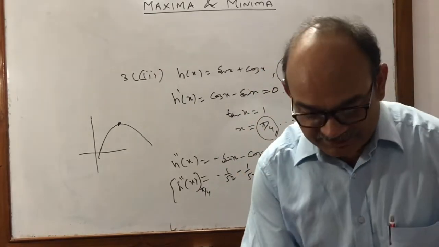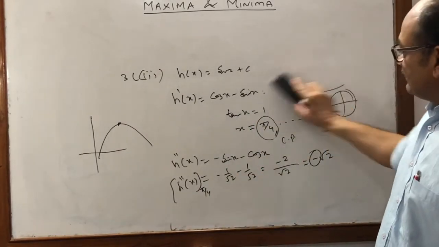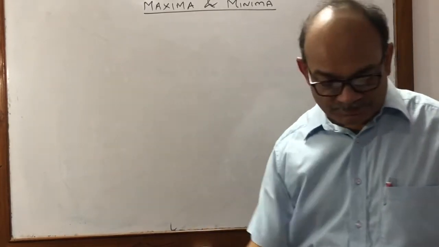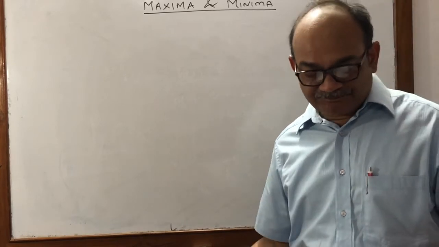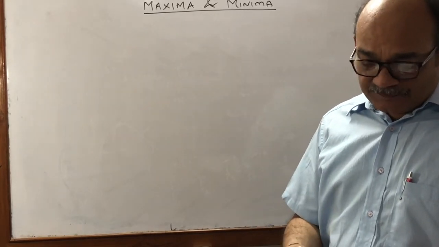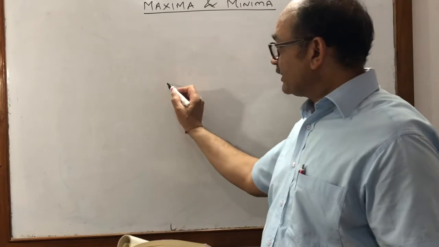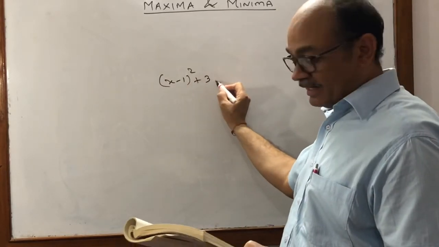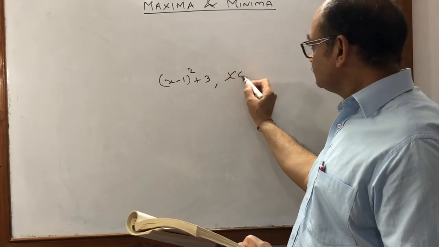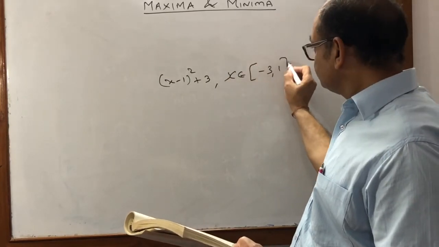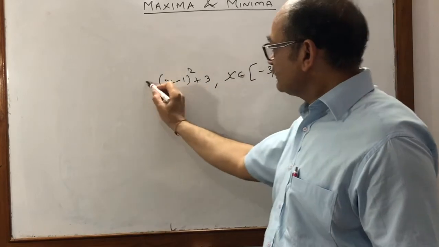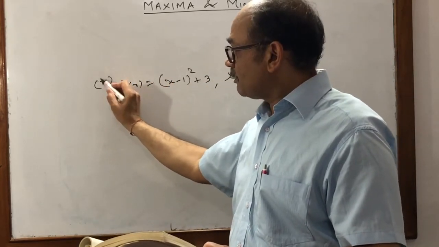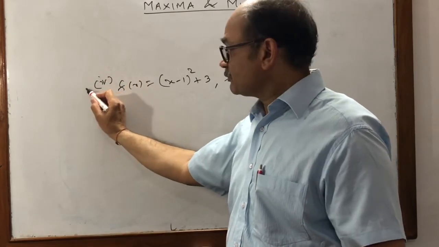Now one more algebraic question we will complete. Then we will start the next lecture for the geometrical problems. One more question. Say f(x) equals x minus 1 the whole square plus 3 and x belongs to the closed interval minus 3 to 1. Some number, fourth part of the fifth question.